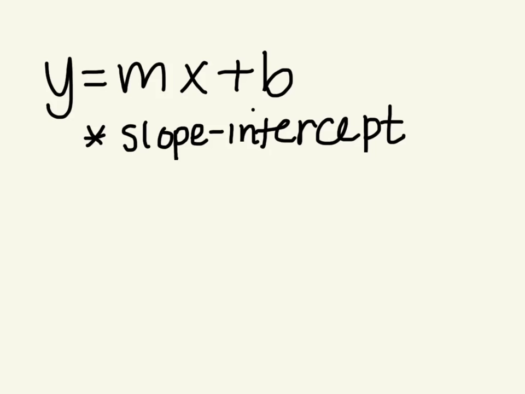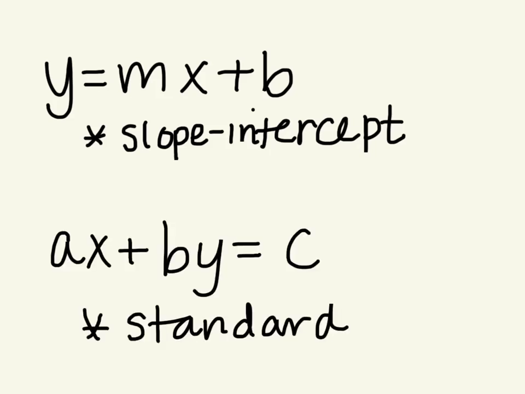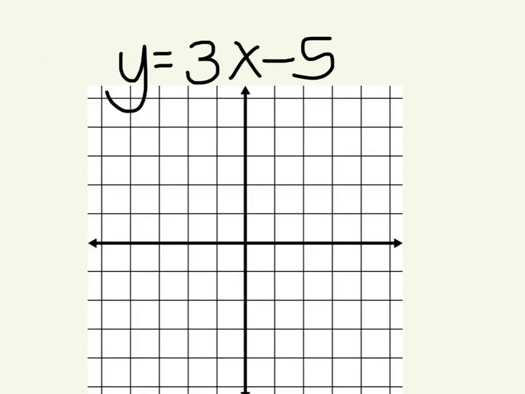Let's refresh our brain a little bit about the types of linear equations. First, we have y equals mx plus b. This is slope-intercept form, and this is what we are most familiar with. M is our slope, and b is our y-intercept. We also have standard form, ax plus by equals c, where a, b, and c are all integers.